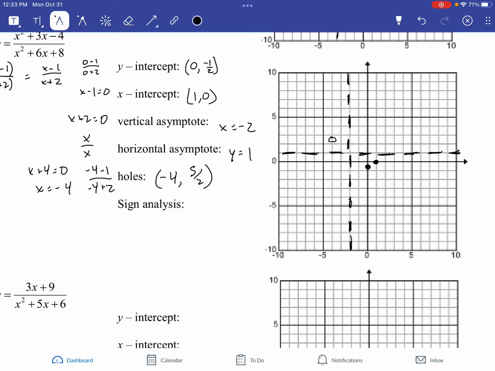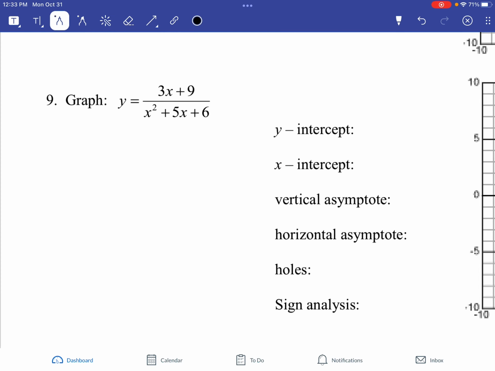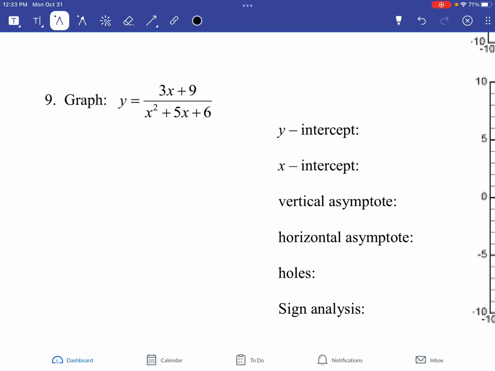There we go. All right, now we don't need a sign analysis because we have points on both sides of the vertical asymptote. We can just graph our equation. Again, making sure that we don't go through the hole, but bounce over. There's your graph for number 2. Number 3. Again, we're going to factor. You can take a 3 out of the top.